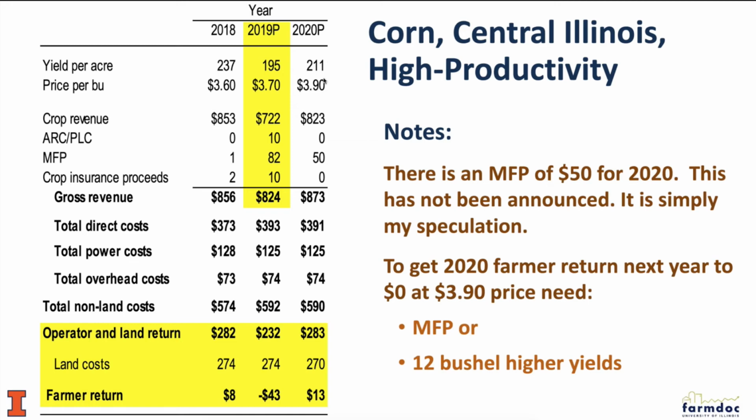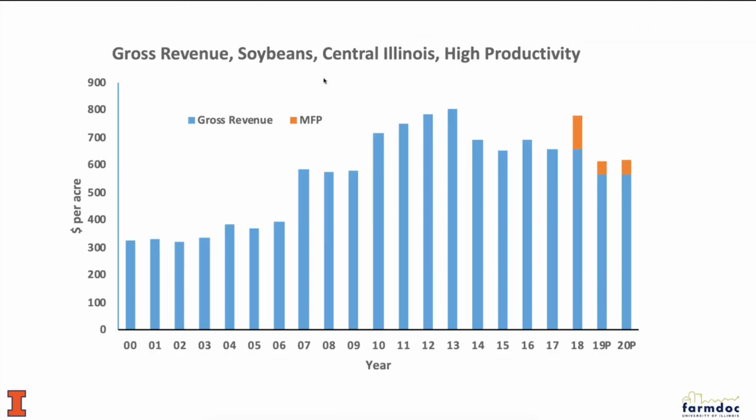So given that, let's do this for soybeans. Soybeans 2018, you see our revenue here was pretty good, actually. Remember 2018, we had exceptionally good soybean yields, and this was our $60 MFP payment here. 2019 and 2020, we got those gross revenues from soybeans much lower, and in fact lower than 15, 16, and 17. And let me just go through our calculations here.